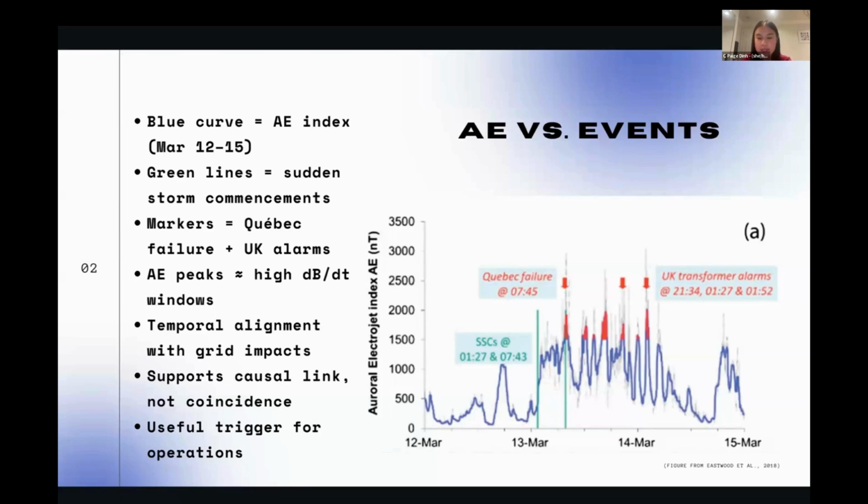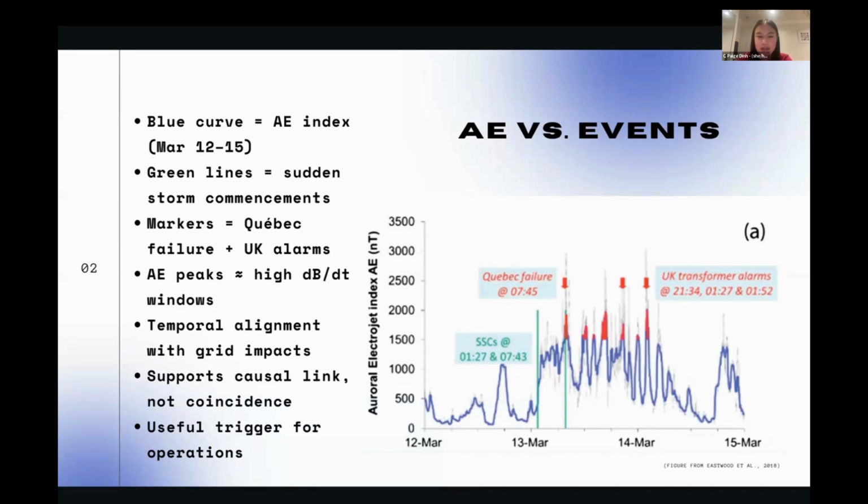And you can see the AE peaks clustering near these events because AE spikes correspond to rapid changes in the ionospheric currents. They're pretty strong indicators of high dB/dt on the ground. The timing alignment supports a causal chain, and it isn't random. So in practice, AE can be used as an operational threshold and provide an early warning signal to prompt grid operators into better readiness.